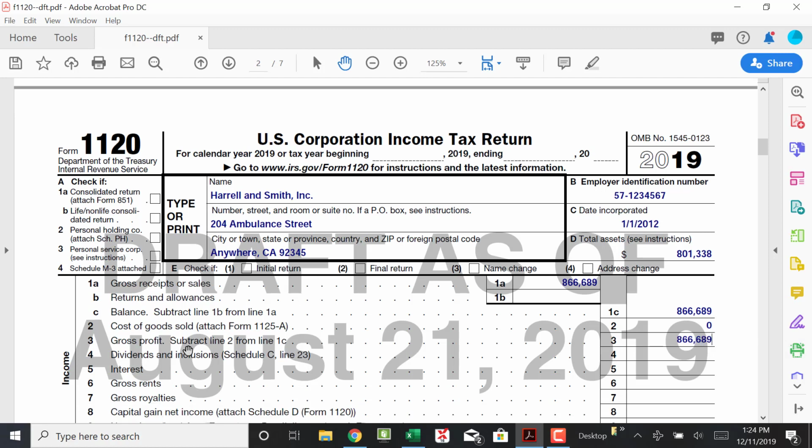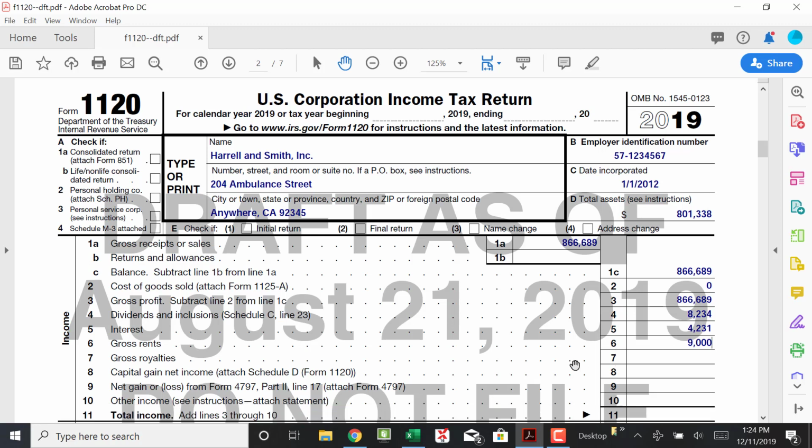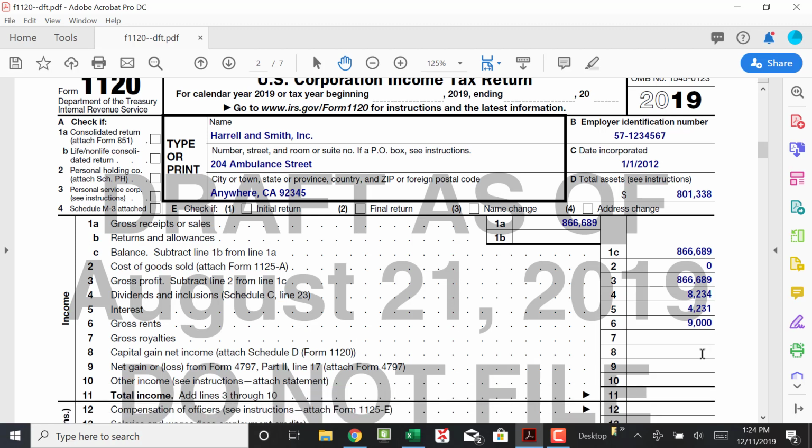Okay. Their other income that they had is they have their dividends of $8,234 from their investment that they are in. They had some interest income of $4,231. They had gross rental income of $9,000. And their capital gains, they're going to have 0 here because remember we backed out those capital losses. Their total income, if we add all of those up, I didn't make any adjustments, so it's the same.